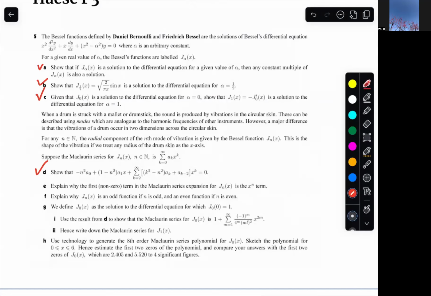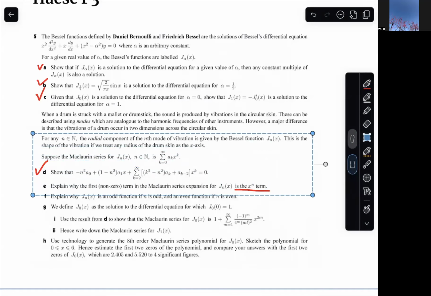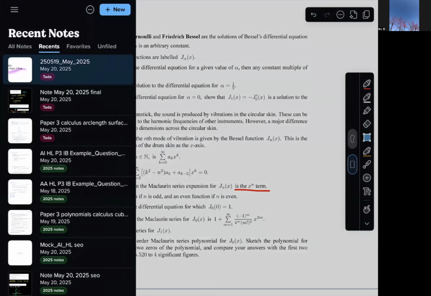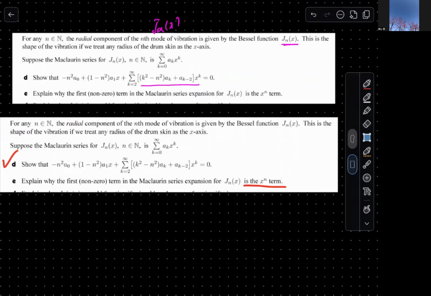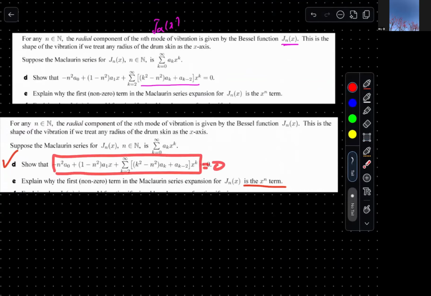Explain why the first term in the Maclaurin series expansion for Jn is x to the power of n. Okay, what does that mean? Let's read it carefully. Let's have a look at part E. So what you do know is everything here must become 0. So then you're going to solve one by one, right?